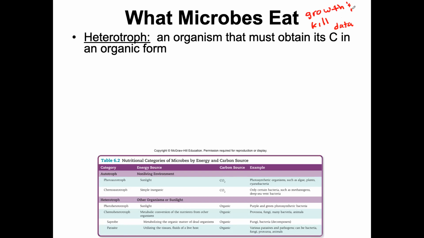A heterotroph is something that has to obtain carbon in an organic form. Meaning what? As carbohydrates or as protein or as lipid. Or in some cases in bacteria, you can even do things like methane and other hydrocarbons.